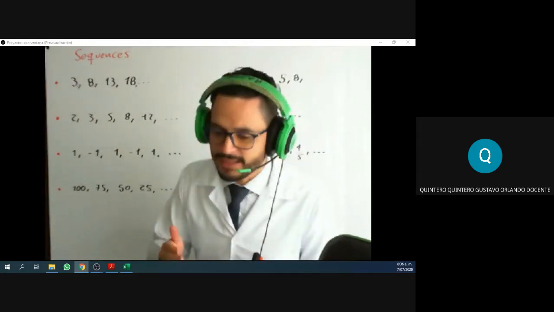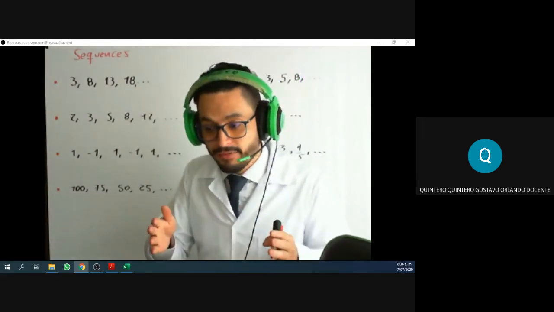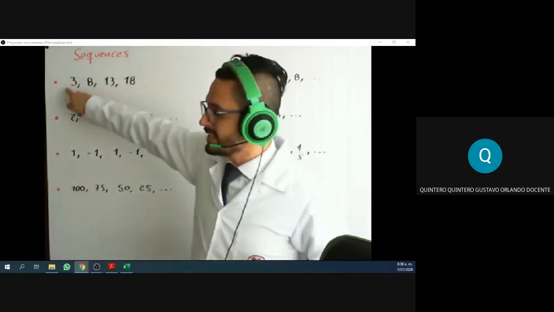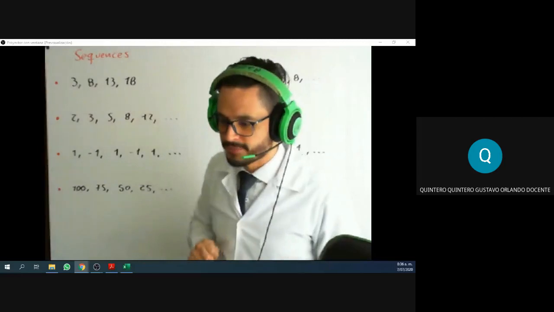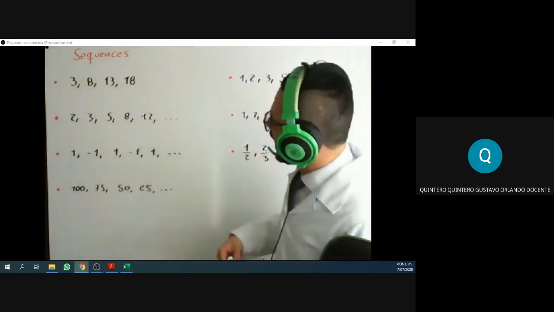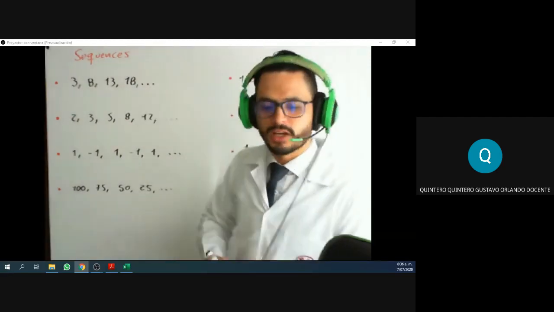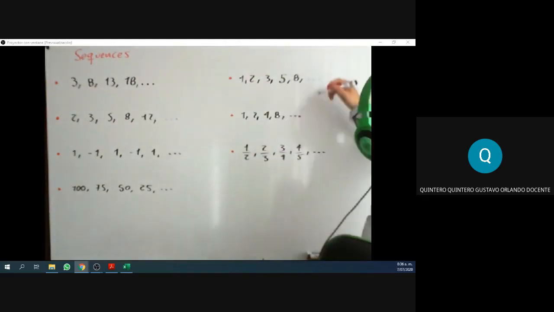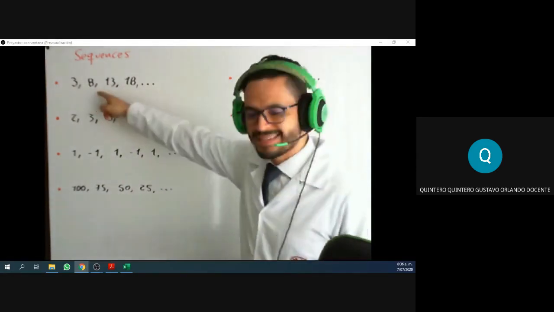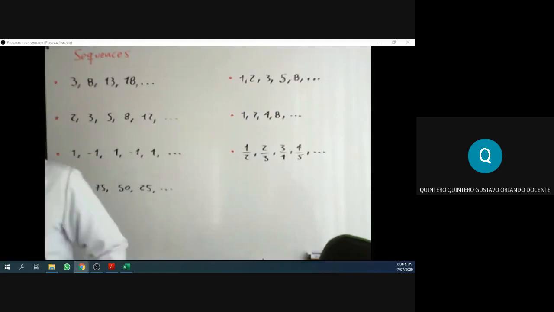Sequences can be finite or infinite, meaning sequences can have a limited amount of numbers. For example, in this one, if I erase these 3 points, this sequence only has 4 numbers. That is possible. That is a 4-number sequence. But in some cases, we have infinite sequences. The ones on the board are all infinite. How do you know those are infinite? Because each and every one of these has those 3 points. Those 3 points mean that the organization of the numbers continues to infinity. All right? Again, hopefully you are writing this down.